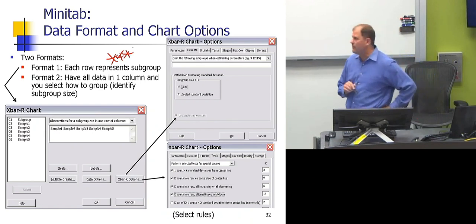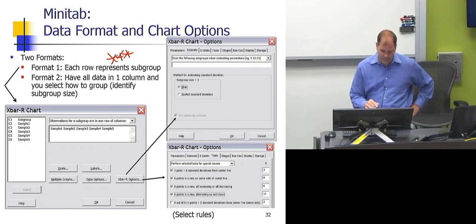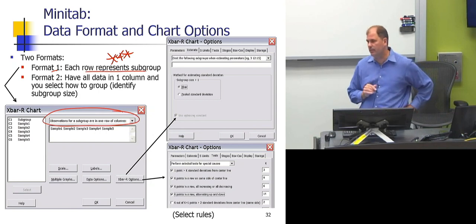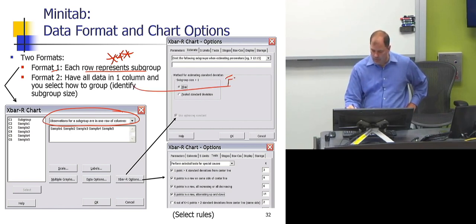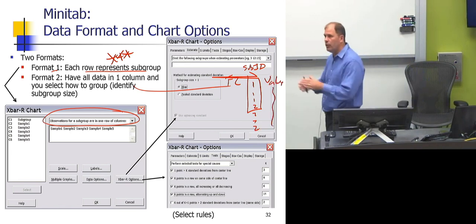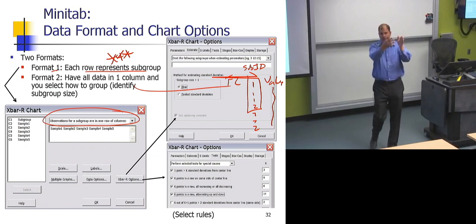You have to become comfortable in Minitab with 2 classic formats. We have format 1, where every row represents a subgroup. Format 2, you would have a subgroup ID, 111, 222, and then you would have values. In other words, you'd have a big column of values and another column where you have the different subgroup IDs, or a constant like every 3. That's different than when you have a row as a subgroup.